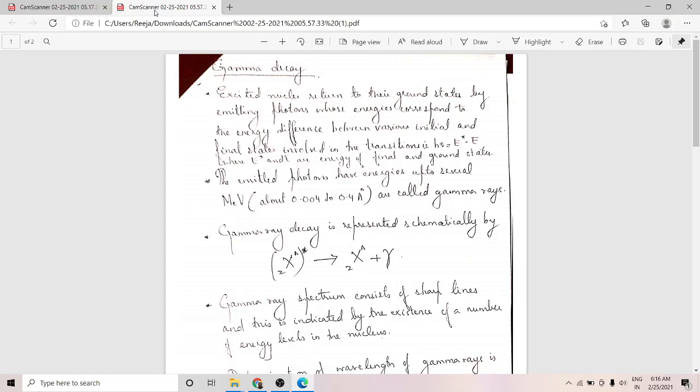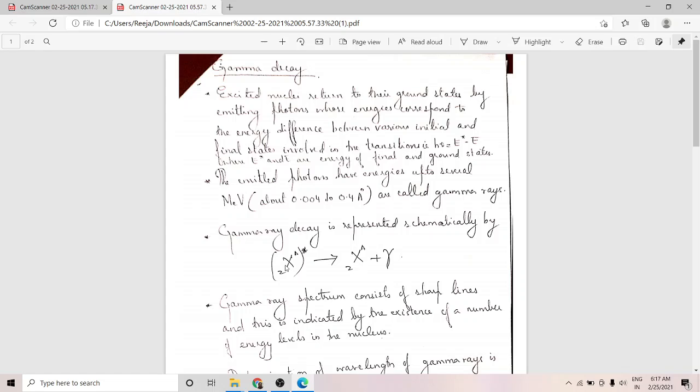Photons of energy which corresponds to the difference in energy between the excited state and the ground state. That is, h nu is equal to E star minus E. These photons emitted have energies up to several MeV, that is wavelength between 0.004 to 0.4 angstrom, and are called gamma rays. So when an excited nucleus returns to the ground state, it emits a photon whose energy corresponds to that of a gamma ray. So that is why this decay is called gamma decay.